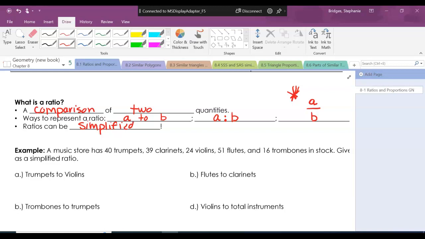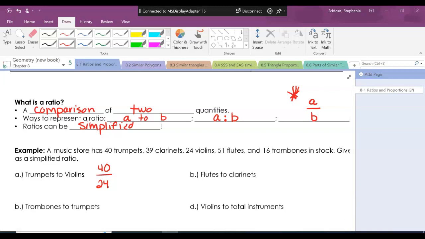So again, whichever one is listed first is what we have to put first. How many trumpets does it say that we have? Okay, so we're going to put 40, and I'm writing mine as fractions just because that's the way I'm used to writing them. You can write it with the word "to," or you can write it with the colon in between if you want. And then how many violins do we have? 24. We need to reduce if it can be reduced.